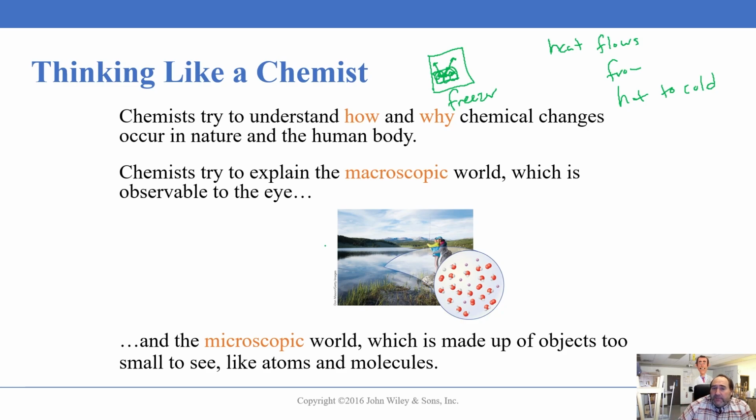So in chemistry, we do try to understand how and why chemical changes occur in nature. Chemical changes are really, as we'll talk about, chemical reactions. And there's really two things that we look at when we're dealing with what is happening.